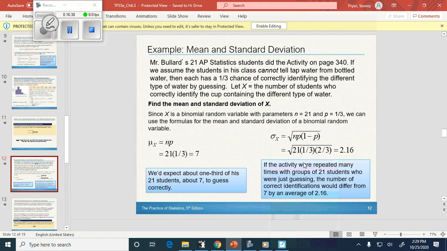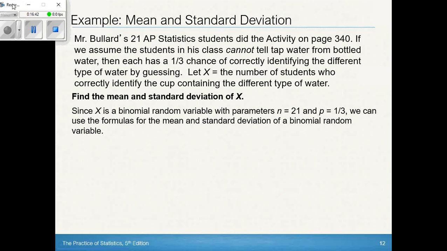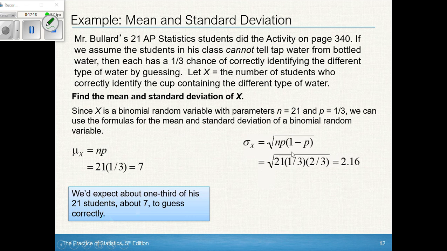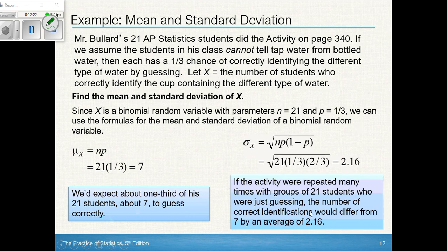So let's look at this problem now. We've got 21 students who can't tell the difference between tap water and bottled water, so they're just guessing. Each has a 1/3 chance of guessing correctly. X is the number of students who identify correctly which cup is different. So we've got 21 students, probability is 1/3. If each student is independent of the others, then it's a binomial random variable. And so I can use these formulas. n p, on average 7 students will get this correct if Mr. Bullard does this in multiple groups of 21 students. And the standard deviation is 2.16. So if we repeat this lots of times with 21 students, the number getting it right would be different from 7 by an average of 2.16.